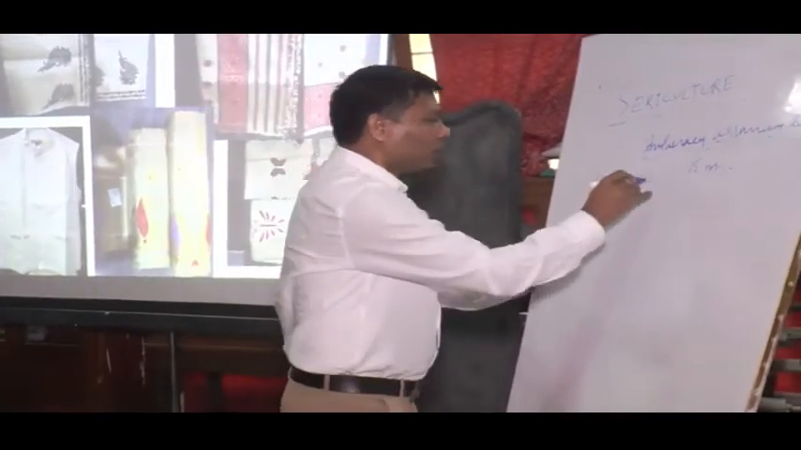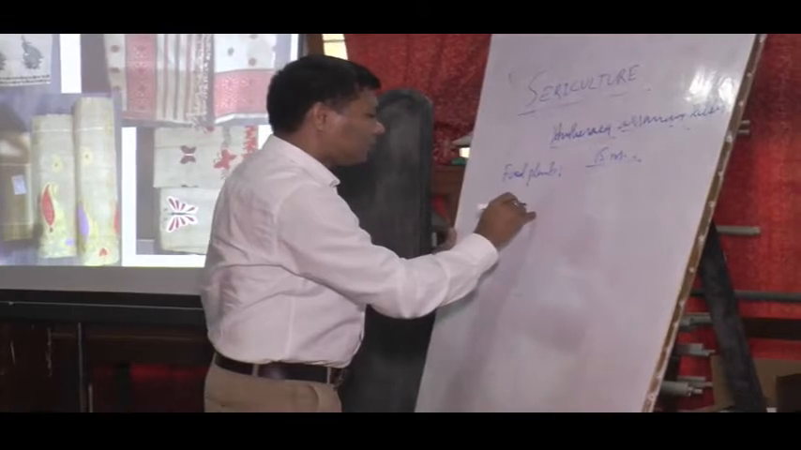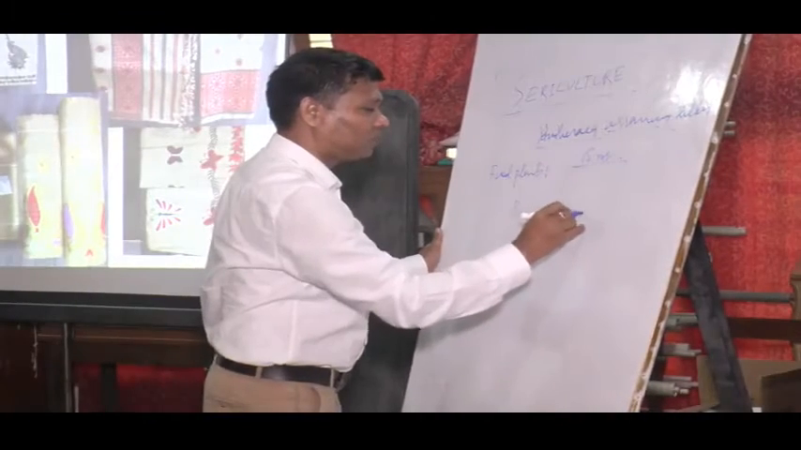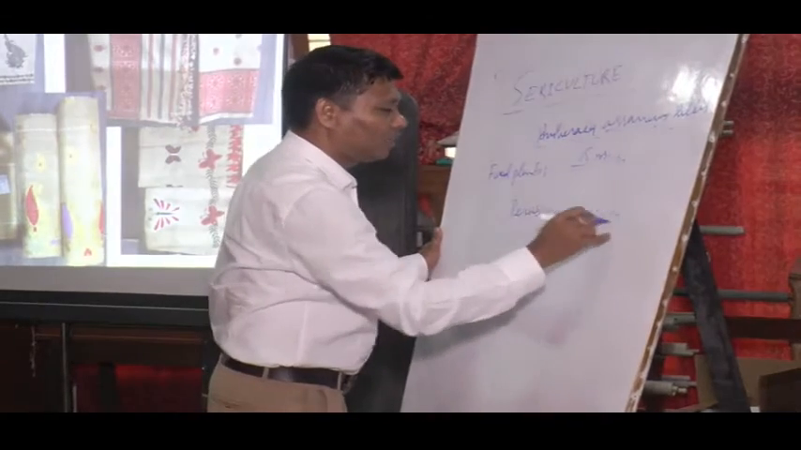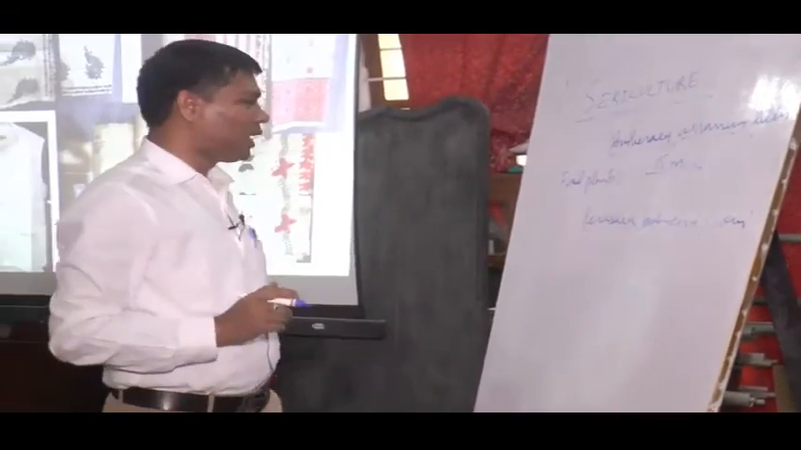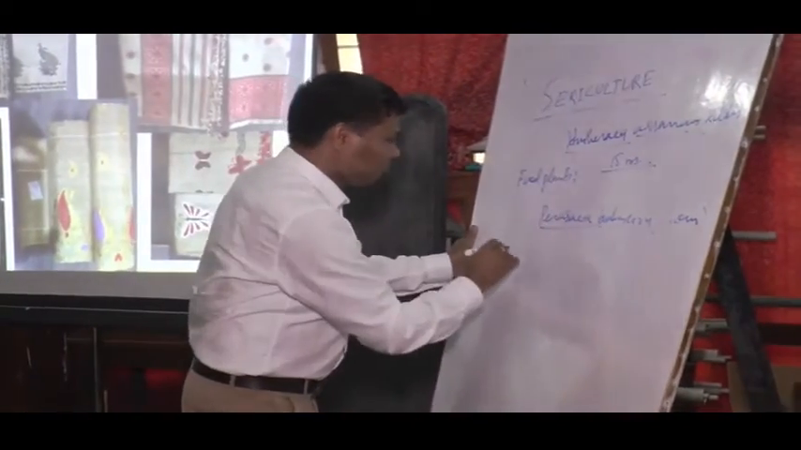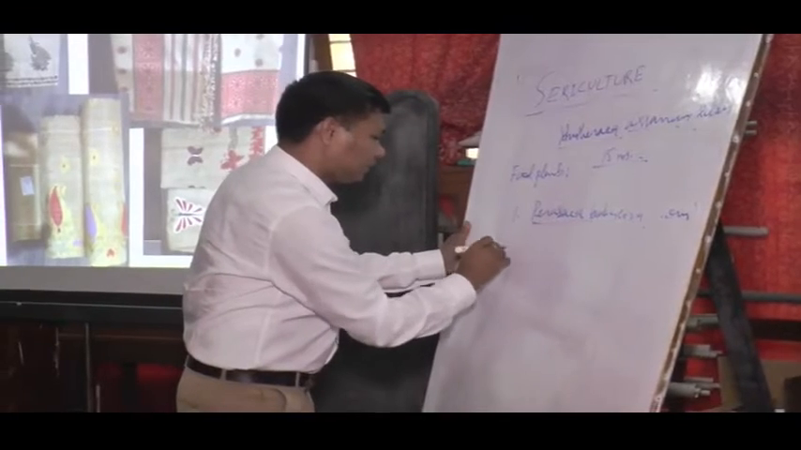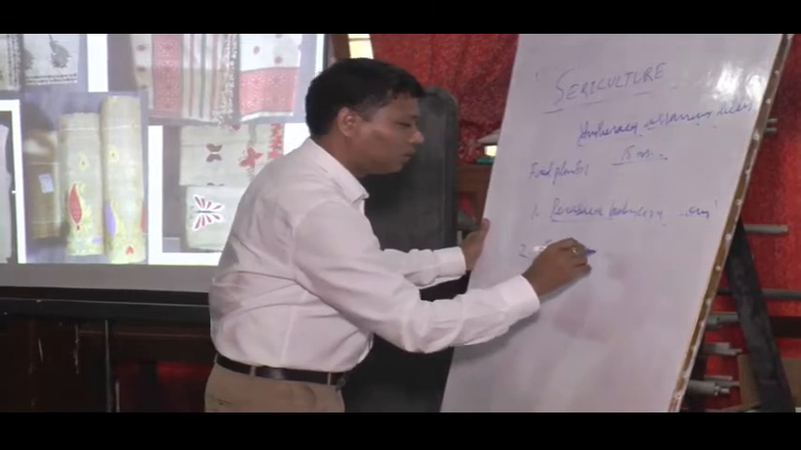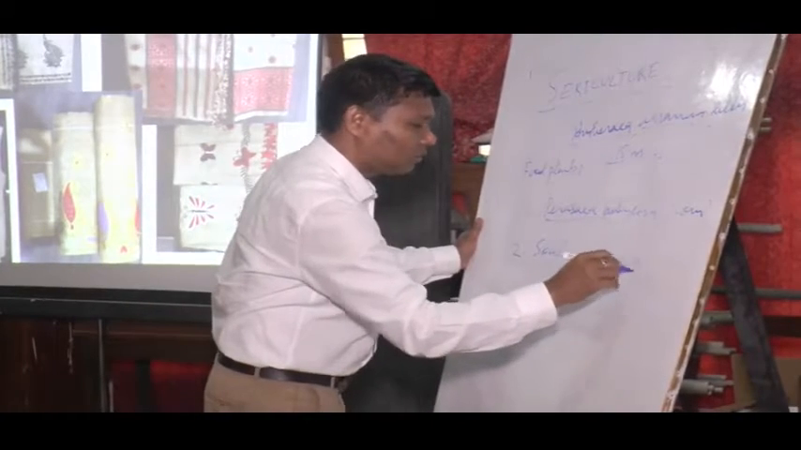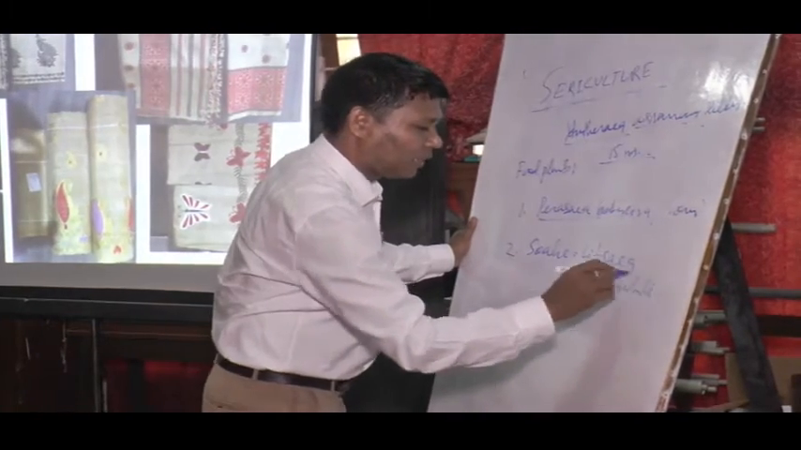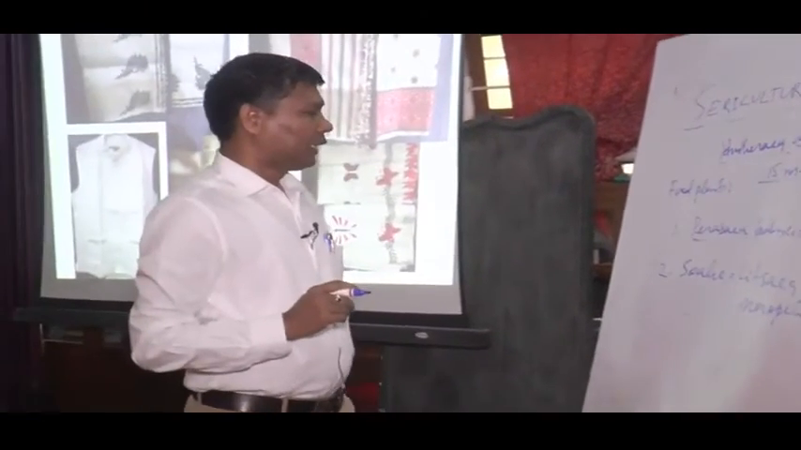Among the food plants, Persea bombycina, popularly known as Som. Som plants are the primary food plants. And another, secondary food plants are there, Soalu, Litsea monopetala, Litsea monopetala, secondary food plants.